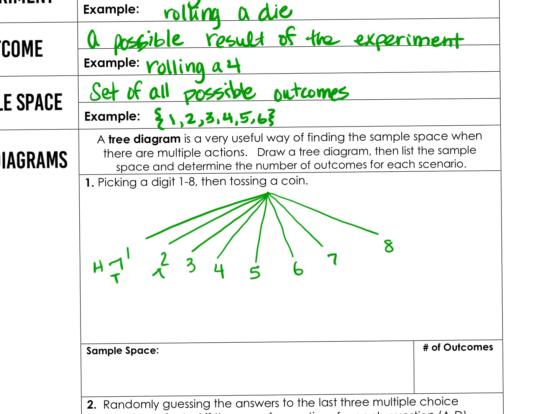Or I could have chose a 2, and then I might get heads or tails. Or 3, heads and tails. 4, heads and tails. 5, heads or tails. 6, heads or tails. 7, heads or tails. 8, heads or tails. And if I count along the bottom here, these are all the possible outcomes that I had. So I had a possibility of 16 outcomes.